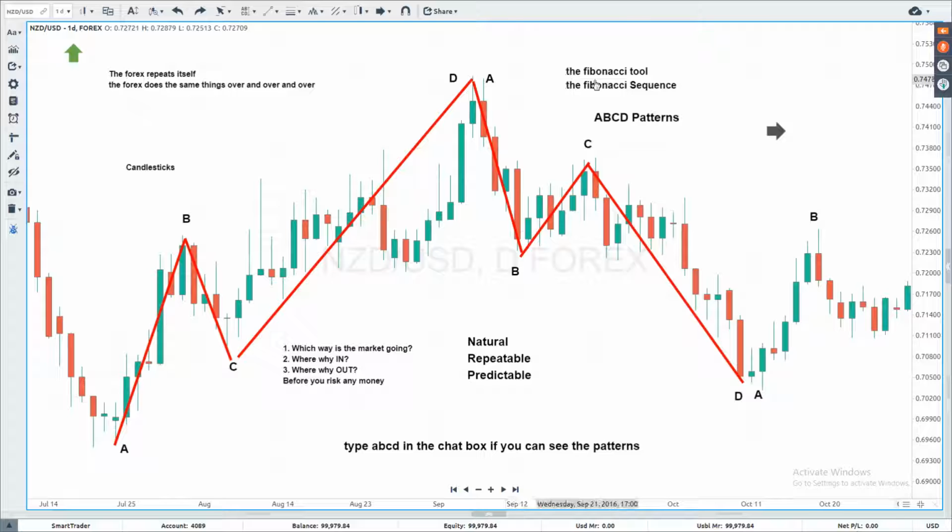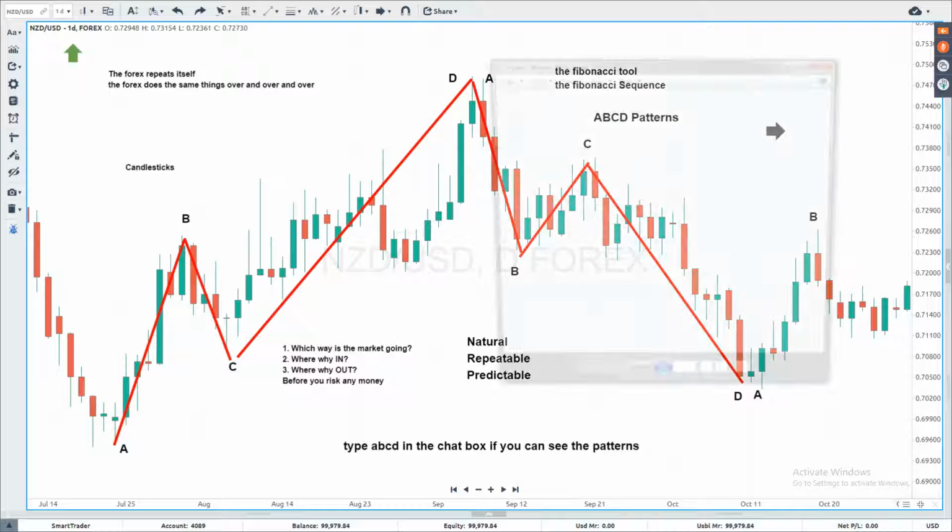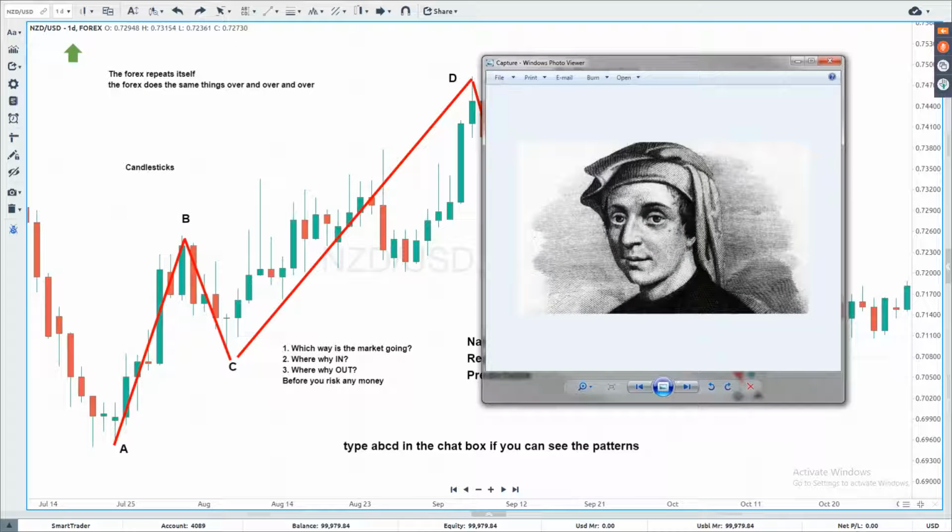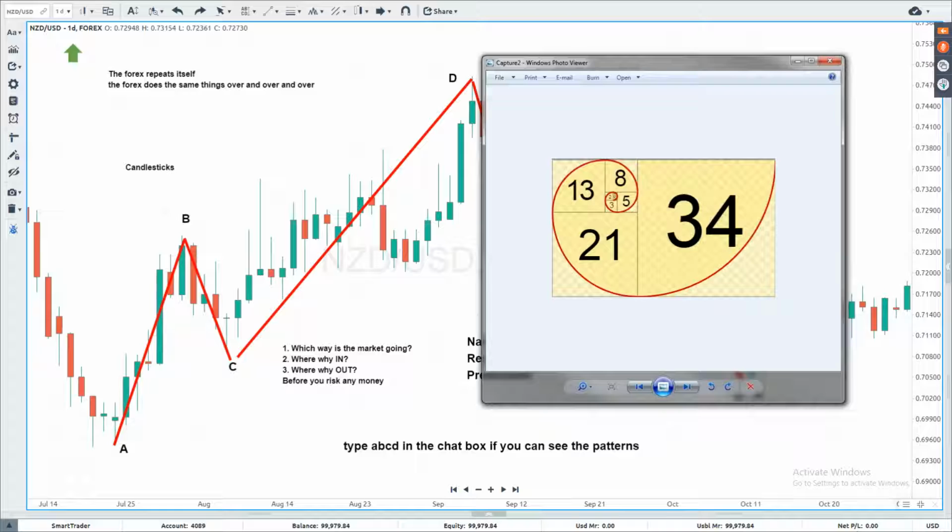What in the world is the Fibonacci? Well, it's not a what, it's a who, it's a person. Fibonacci was a mathematician back in the 1300s. Now, he became famous because he discovered a sequence of numbers. Okay, this sequence of numbers is called the Fibonacci sequence.